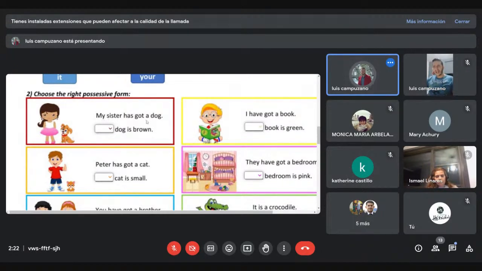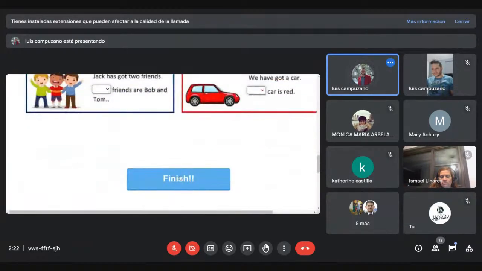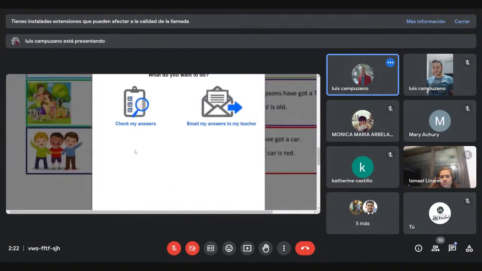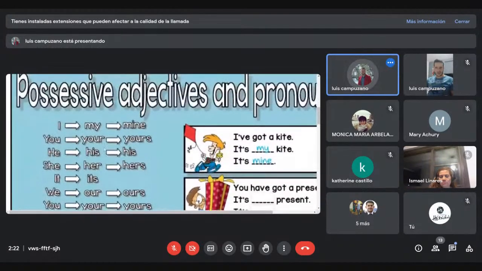My sister has got a dog. So my sister, what is my sister? My sister is like saying she. What is the possessive adjective of she? Her. Her dog is brown. So that's what you're going to do for these sentences here. You press finish and then check my answers. Ese ejercicio es para practicar los adjetivos posesivos.